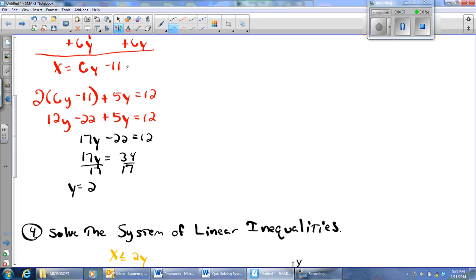Now to get x, I'll just use this equation right here, and I'll get x is going to equal 6 times 2 minus 11. I think most of you can tell me that that's going to be 1. So x is going to be equal 1. So these two lines cross at the point, oops, did that backwards there, pardon me, 1, 2, and there you go.